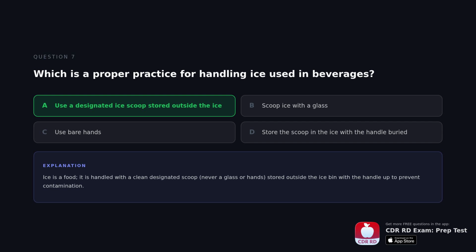The correct answer is, use a designated ice scoop stored outside the ice. Ice is a food. It is handled with a clean designated scoop, never a glass or hand, stored outside the ice bin with the handle up to prevent contamination.